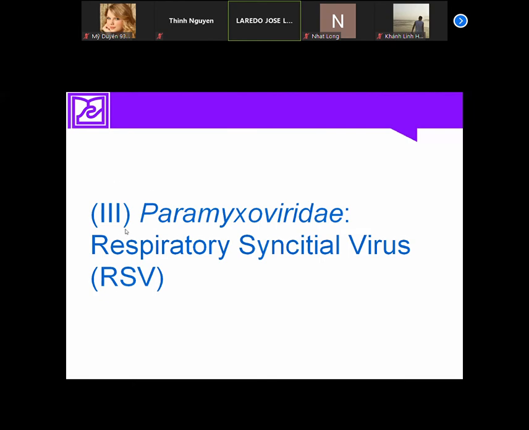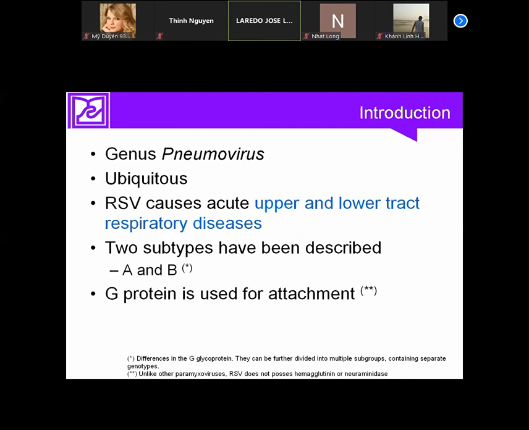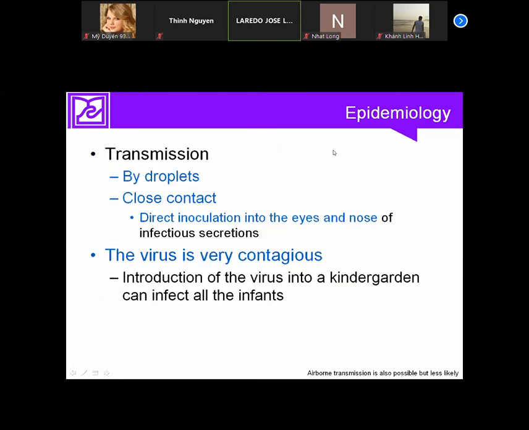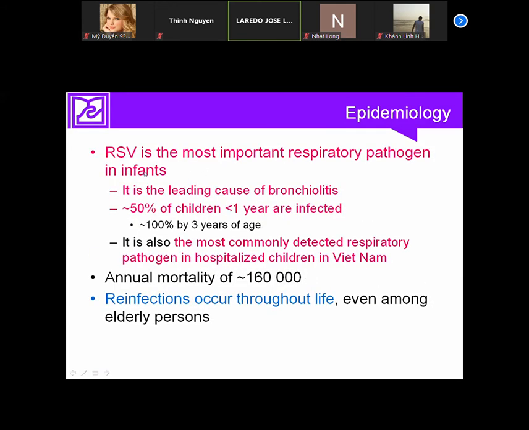Okay, and now the other one. Inside the family Paramyxoviridae, we also have the respiratory syncytial virus. And this virus is very important. This is the most important respiratory virus in small children, the most common respiratory virus in infants, also in Vietnam. Respiratory syncytial virus is the cause of upper and lower respiratory tract diseases. Currently, as I told you, it is the most important respiratory pathogen in infants.